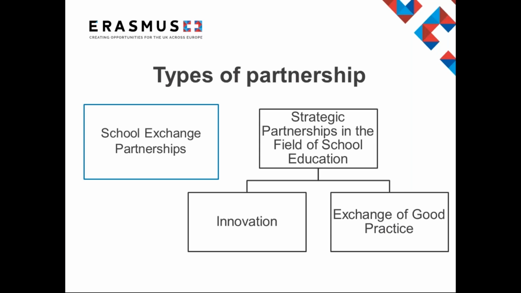Strategic partnerships in the school education field are divided in three categories: school exchange partnerships, strategic partnerships supporting the exchange of good practice, and strategic partnerships supporting innovation. In this presentation, we will first go through the principles that apply to all three types, and then we will focus on the specific characteristics for the different types of projects.